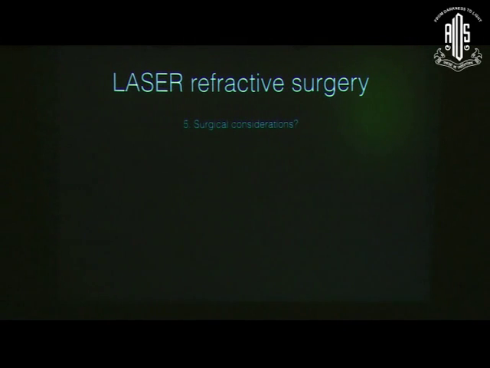So a couple of surgical considerations when you're doing monovision. There is something called the Regel's rule of 2/3.